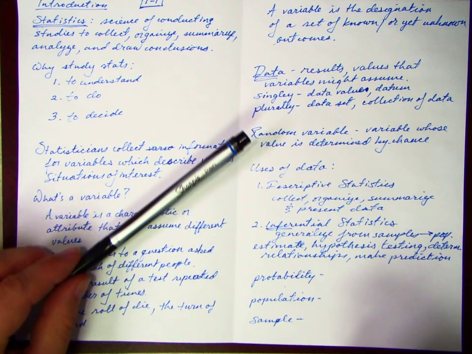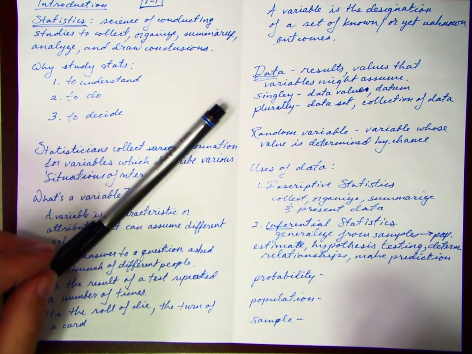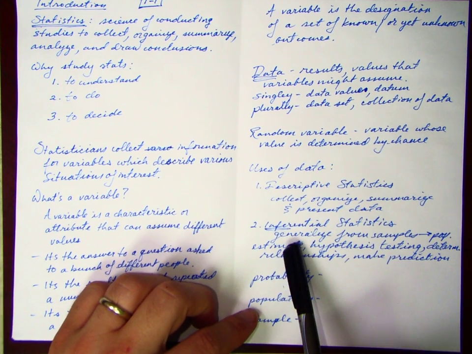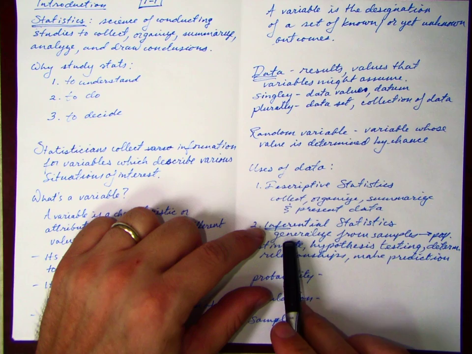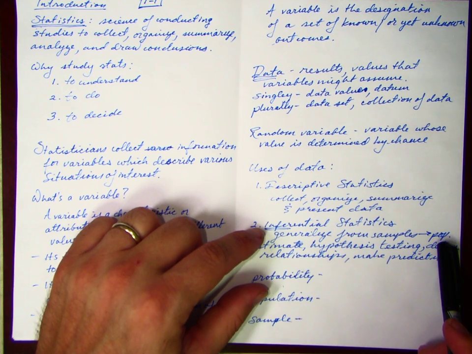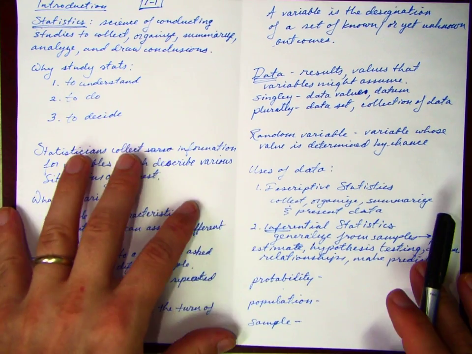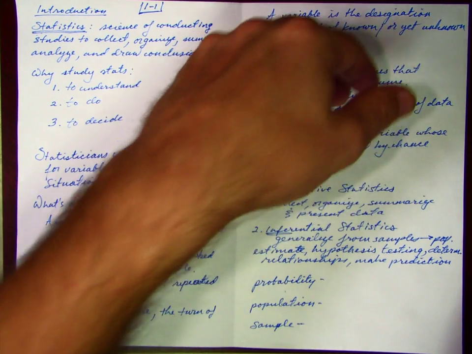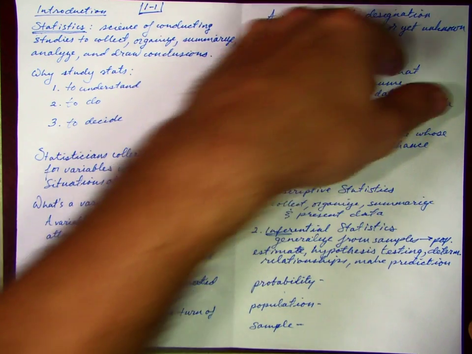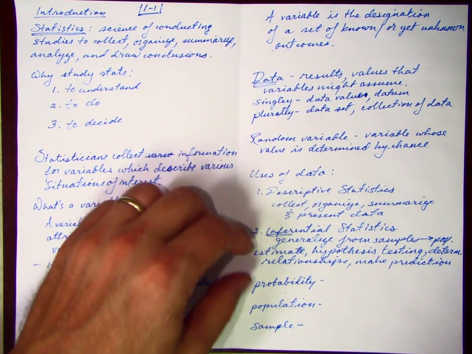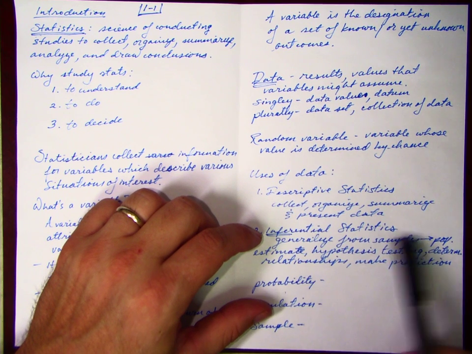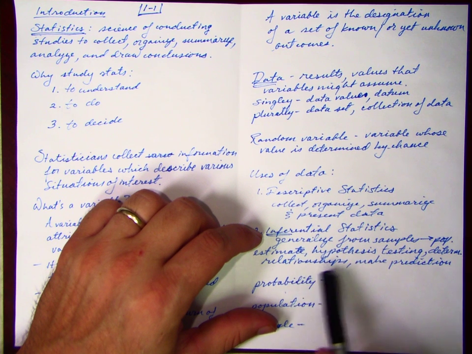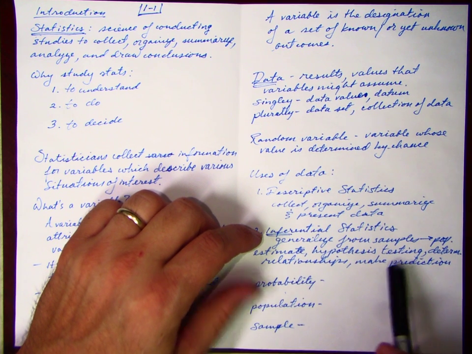Inferential statistics. We'll talk about it when we get there. Basically, inferential statistics is generalizing from samples to populations. I say, because this is true about this sample, then it's also likely to be true about the population from which I took the sample. We use inferential statistics to estimate, to make hypotheses and test them, and determine relationships, like is there a correlation, and to make predictions.